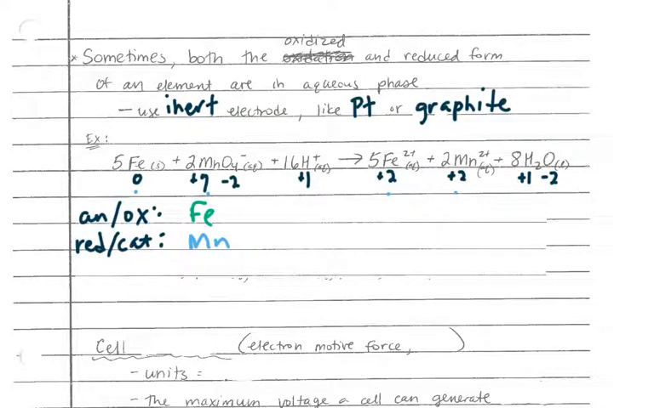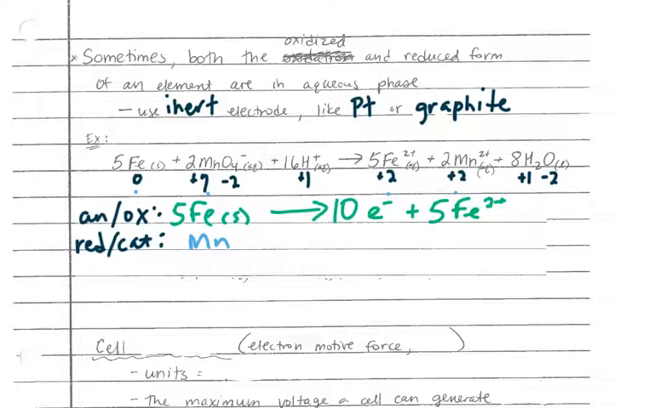So let's start with the iron. We have 5 irons, solid. Oxidation is loss, so electrons are lost. They're part of the products. And what happens is we end up with 5 iron ions with a 2+ charge. So they go from 0 to 2+, and there's 5 of them, so that's 10 electrons that were lost.